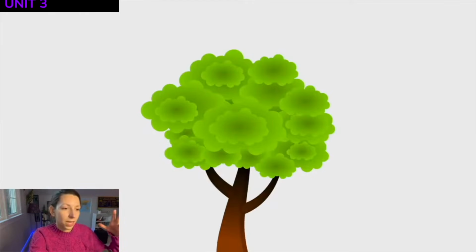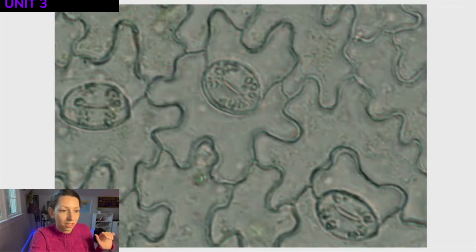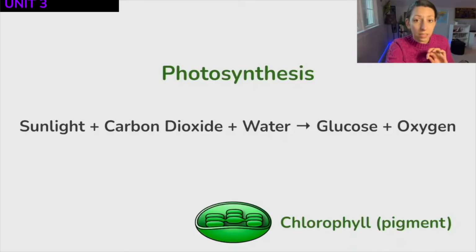So if we start big at this tree and then we zoom into a leaf where the green stuff is, that's where photosynthesis is going to happen. We look on the outer layer of the leaf and we see different types of cells. These are actually the epidermal cells on the leaf. And then you might be able to see these little green dots inside these cells on the micrograph, and those are the chloroplasts. Chlorophyll is the pigment within chloroplasts that makes them green, and it's the chlorophyll that's actually absorbing the sunlight in the process of photosynthesis.